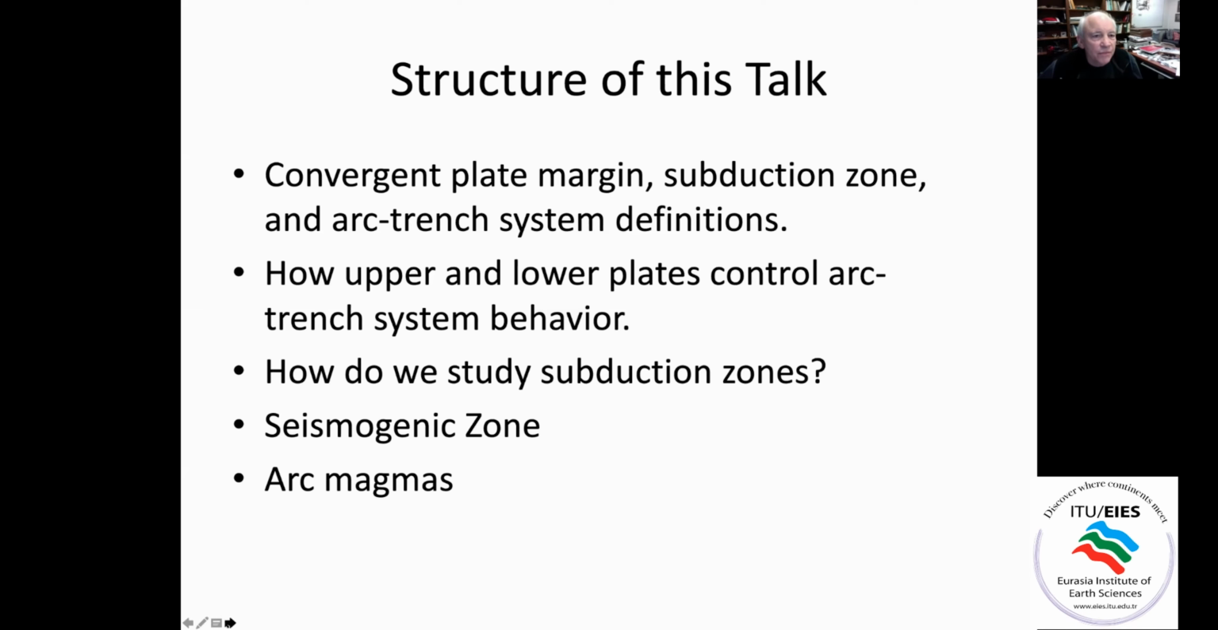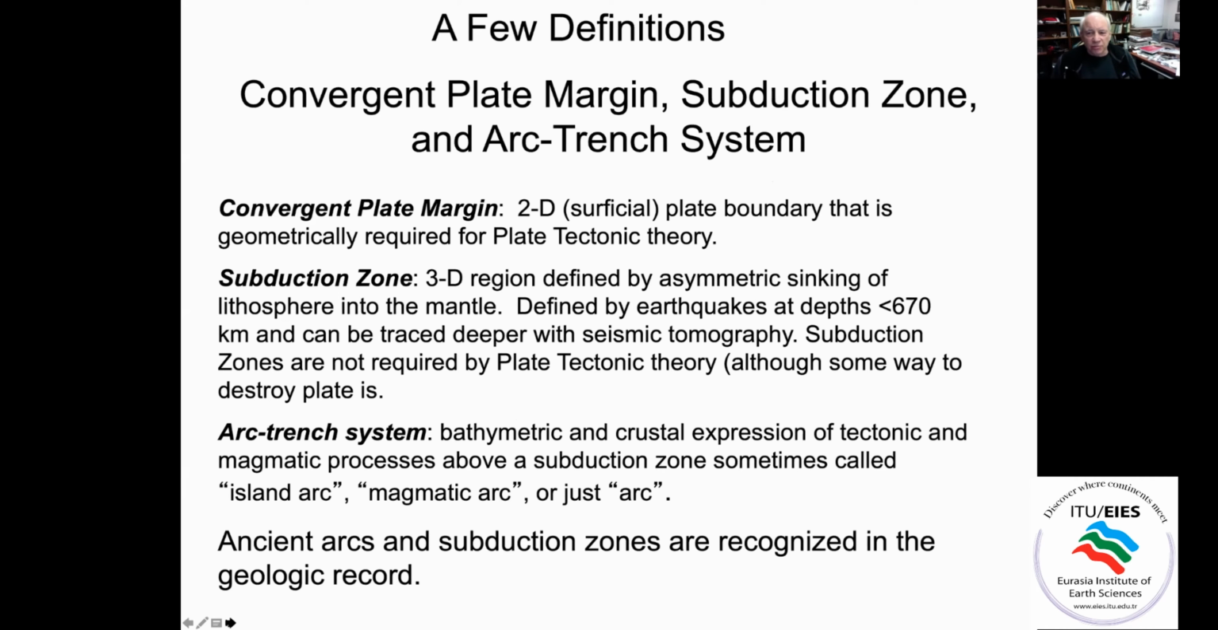So next. Convergent plate margins, subduction zones, and arc trench systems. People tend to mix these up, but let's be clear. A convergent plate margin is a 2-dimensional surficial plate boundary that is geometrically required for plate tectonic theory. It is a destructive plate boundary. It has no information about how the plate is consumed or destroyed, simply that it goes away at that plate boundary. A subduction zone is implied but not required by a convergent plate margin.